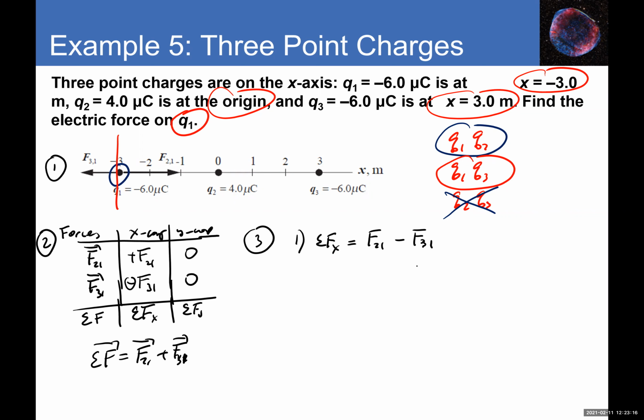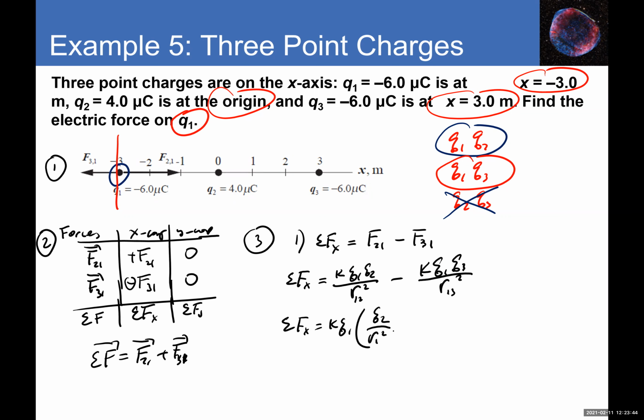Okay. Now from here, I can do the calculation for the net force in x. F21 is k Q1 Q2 over R12 squared minus k Q1 Q3 over R13 squared, which means that if I calculate the net force, I can factor out k and Q1 from both of them. And all I have is Q2 over R12 squared minus Q3 over R13 squared. Okay, so then I can finally plug in all the values, 9 times 10 to the 9.